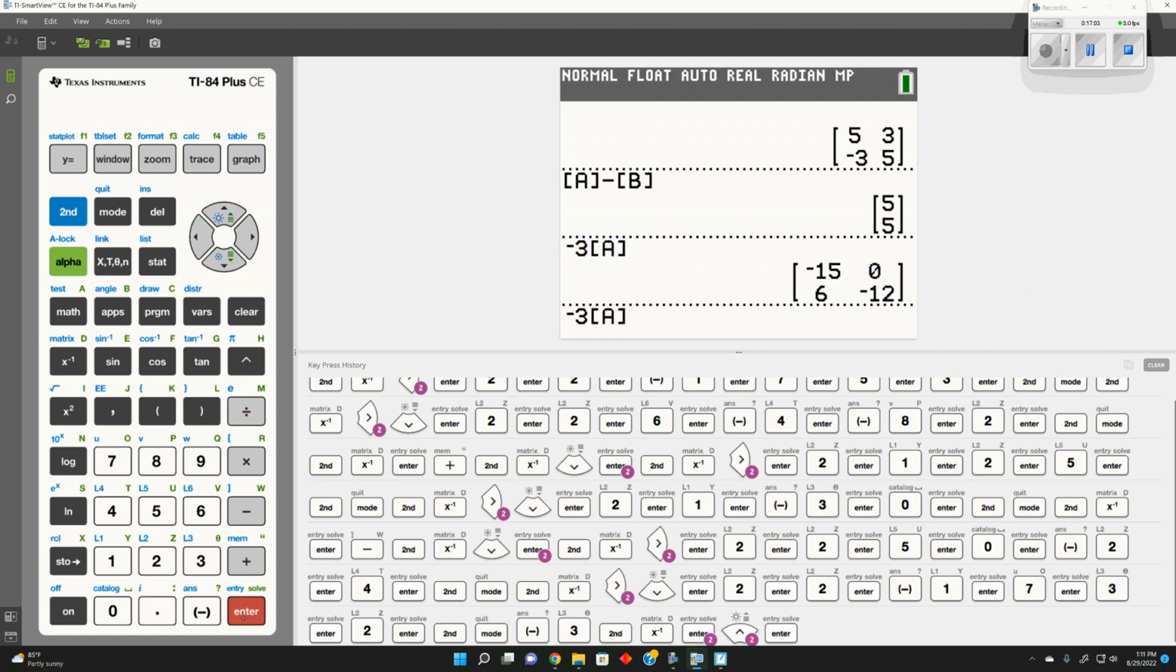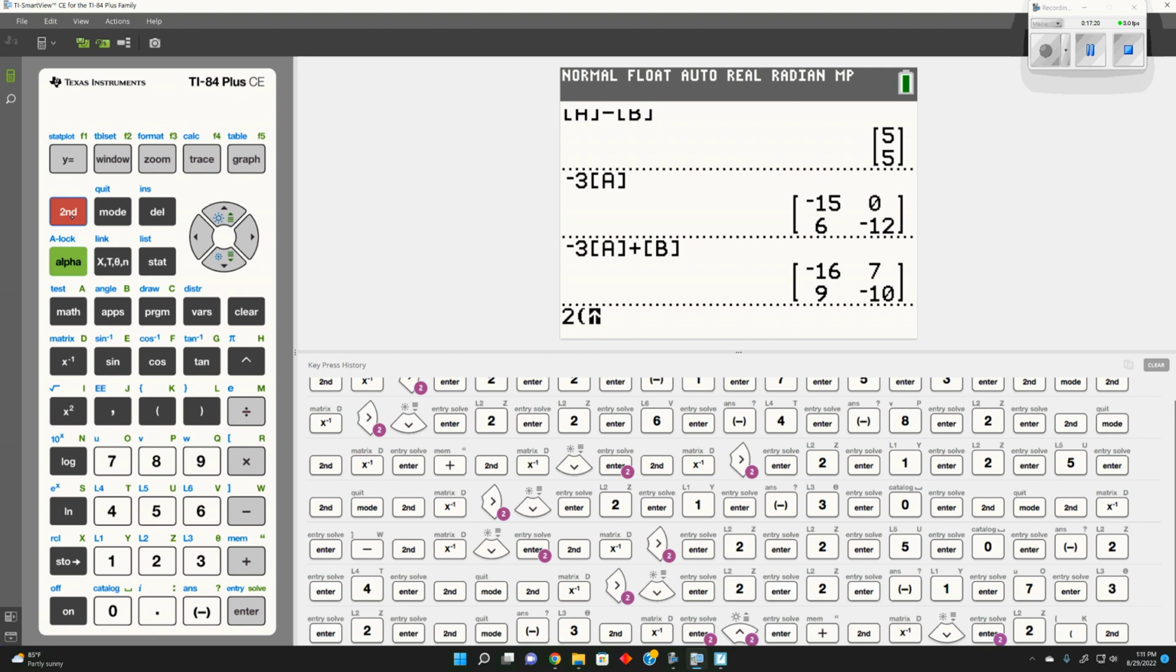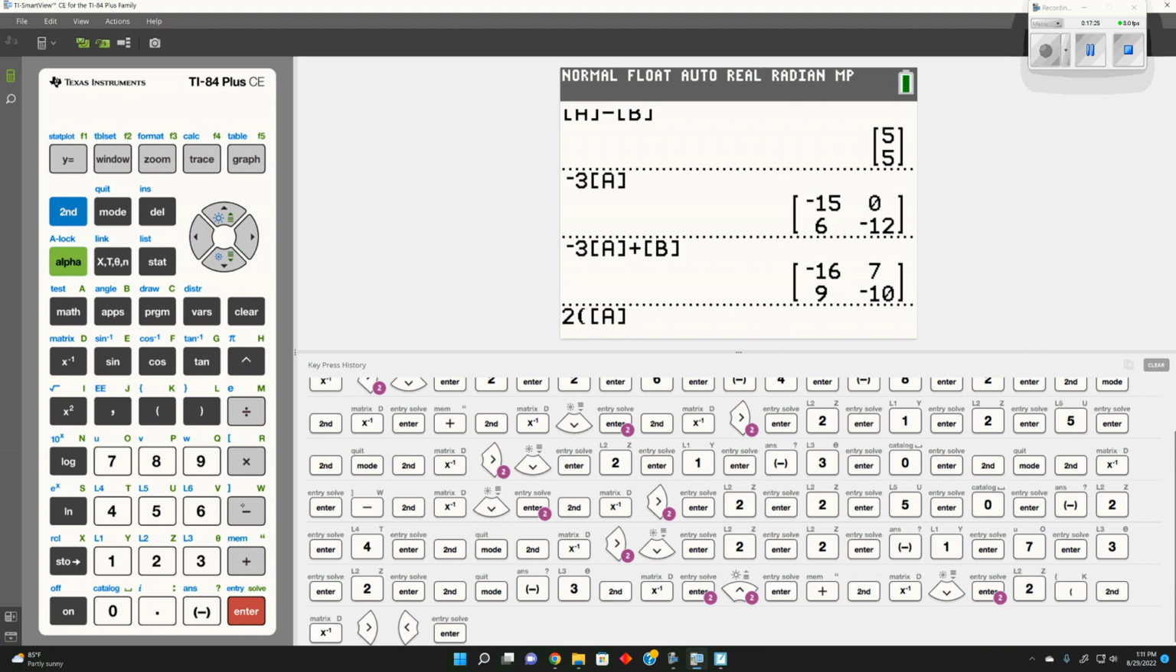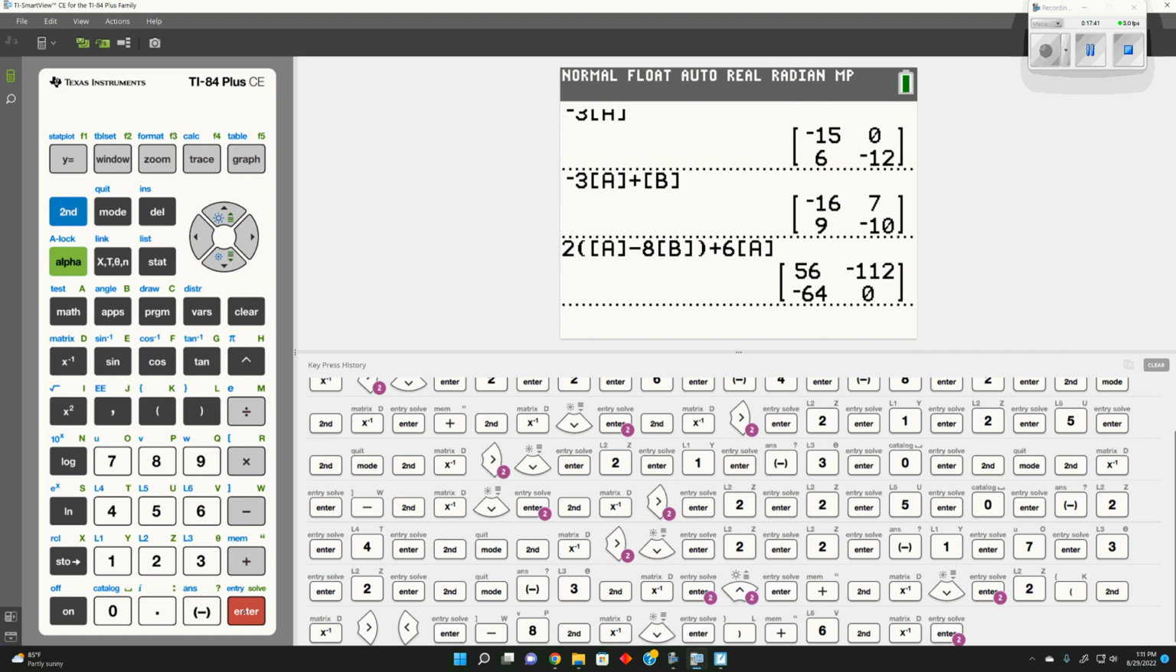But we're doing what to it? We're adding to it what? Second matrix B. Is that the answer we got? Yeah. And I mean, we can do all kinds of different things. We could have said 2 parentheses, second matrix A minus 8 second matrix B plus 6 second matrix A. I mean, we could do this here. Hit enter, and there's the answer.